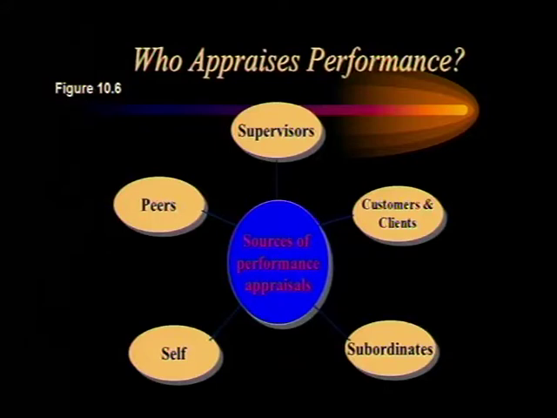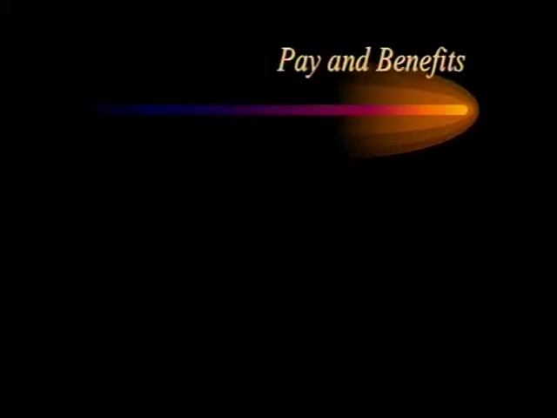Now, who appraises in performance? Sources of performance appraisal, there are a number of them when it comes to the 360-degree feedback system. Supervisors, peers, self, customers, clients, subordinates, all have an opportunity to appraise a particular person. So the person needs to appraise oneself. Peers also need to appraise the person. The immediate supervisors, customers, clients, anybody whom this person supervises can also appraise the person.